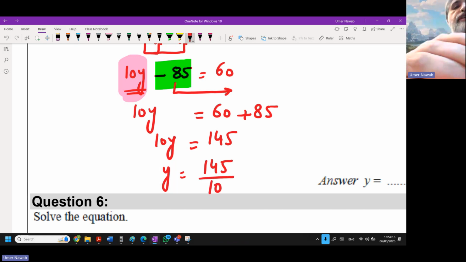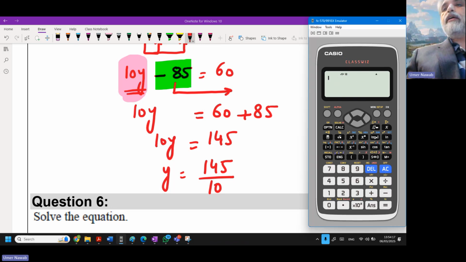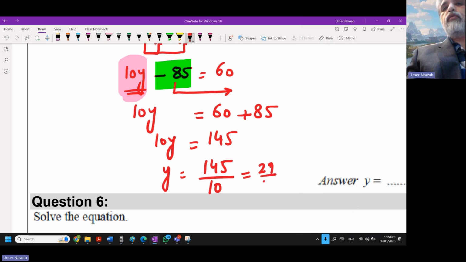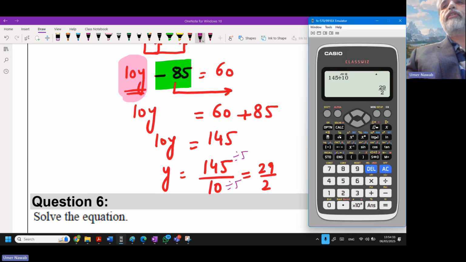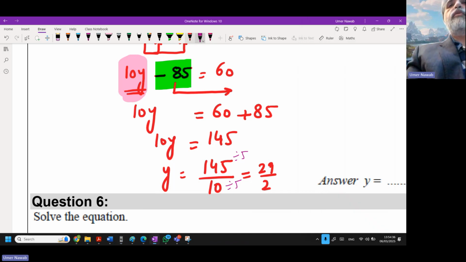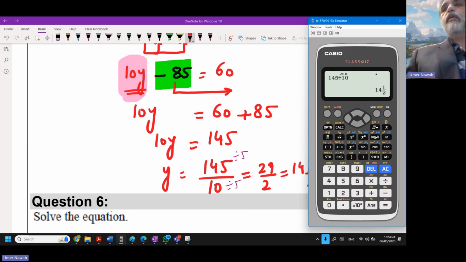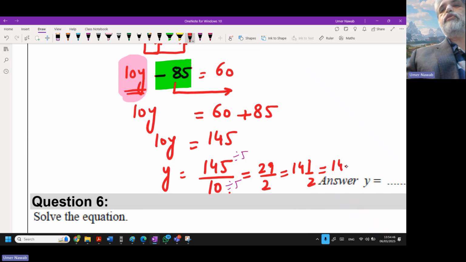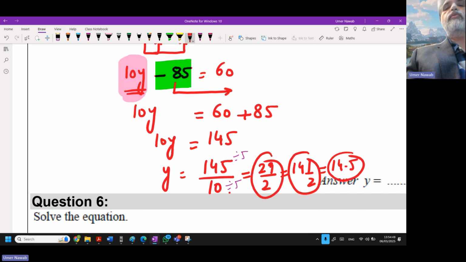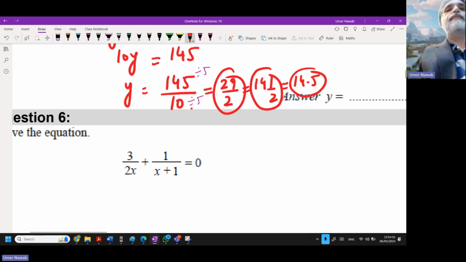Now 145 over 10, I can write it in a fraction form. It is 29 over 2 because we divided by 5, divided by 5. I can convert this improper fraction into mixed form, which is 14 whole 1 over 2, or I can also answer it in the form of a terminating decimal, which is 14.5. So any of the answers can be used in the answering space.